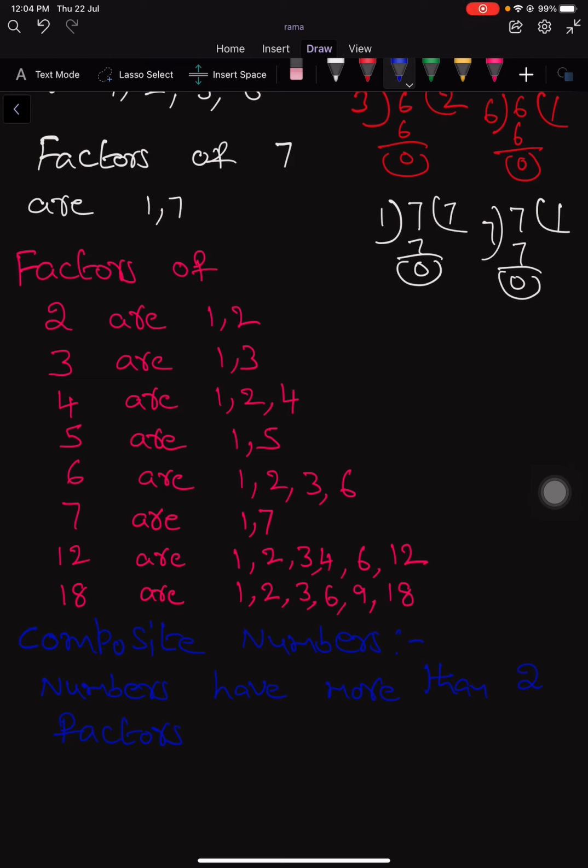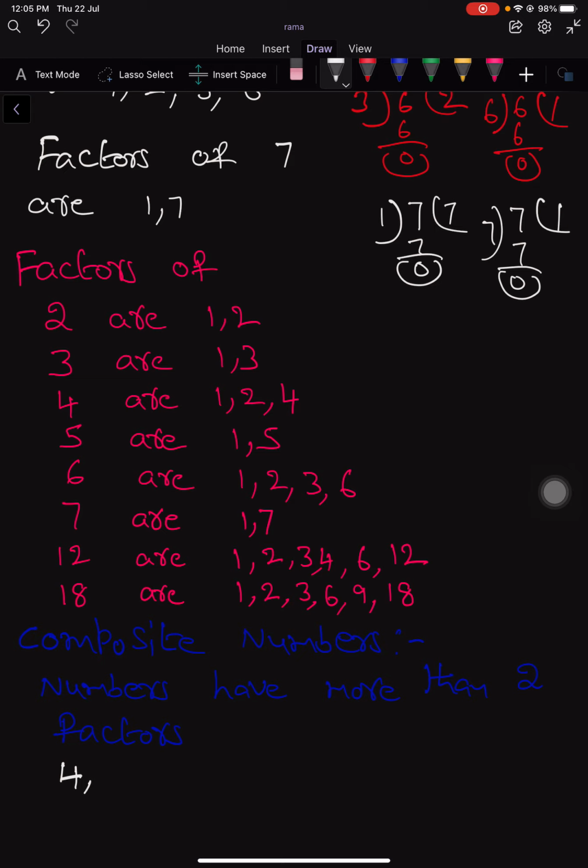Example for the composite numbers. Here, number 1, it is 1 into 1 only. 2, 1 into 2 only. 3, 1 into 3 only. 4, 4 is written as 2 into 2. So, 4 is a composite number. Next, 5, 1 into 5. So, it is not a composite number.